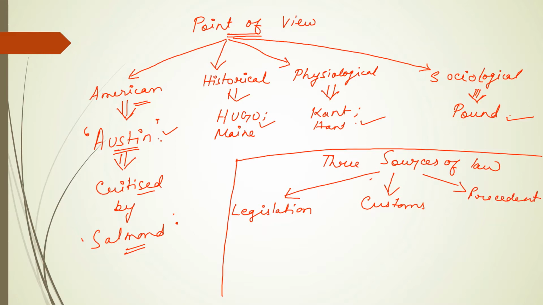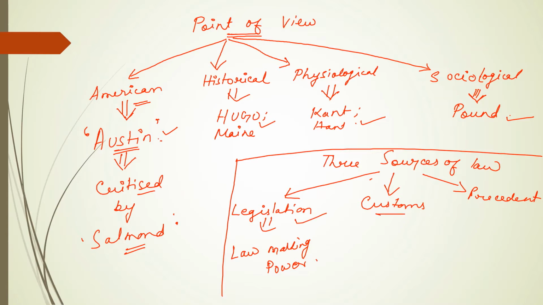Now, what is legislation? What is legislature or legislation? Legislation means lawmaking or lawmaker. We call it legislative assemblies that make the law, and legislation means the lawmaking body or lawmaking power. So there are three sources of law. The person who is making the law, from there itself law is coming. So this is the first one, legislation.